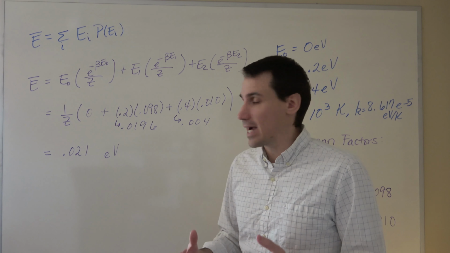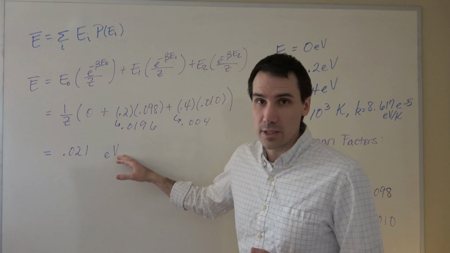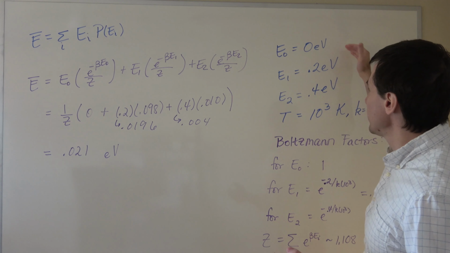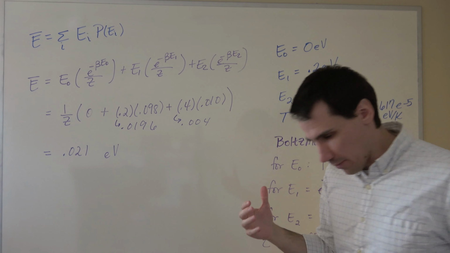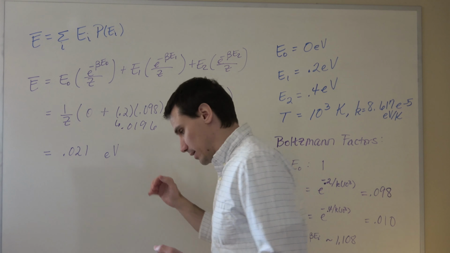Of course, no particle actually has exactly this energy. Each particle has one of these discrete energy values, but when we average over many particles, this is what we would expect to find for the average energy.